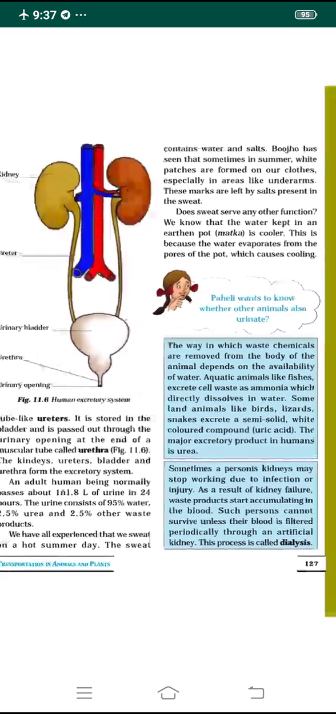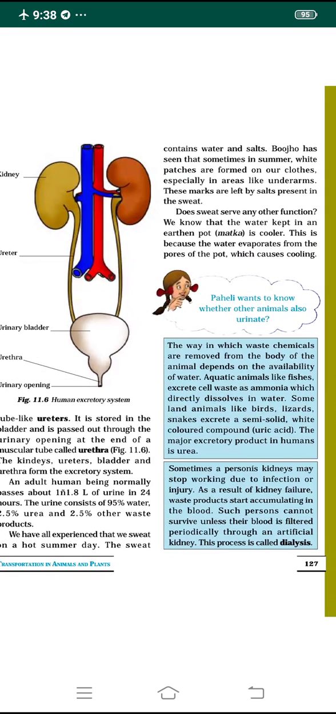In the case of aquatic animals like fishes, they excrete cell waste as ammonia. The waste material is excreted as ammonia, which directly dissolves in the water. Whatever waste product is excreted by the fish is directly dissolved in the water, which then contains the ammonia.